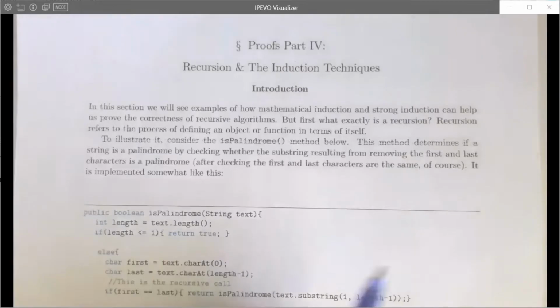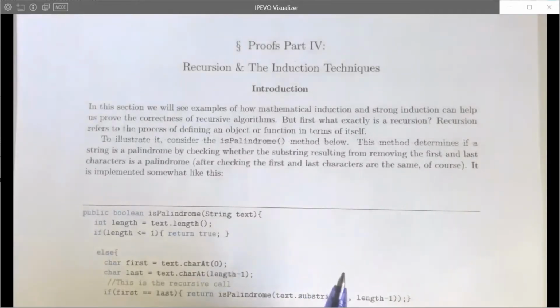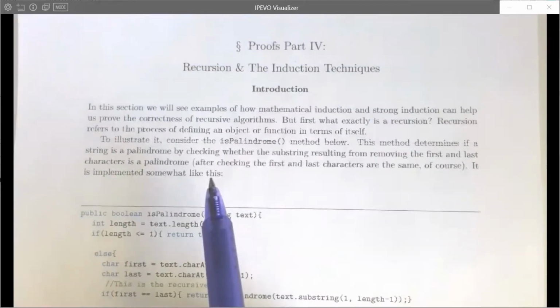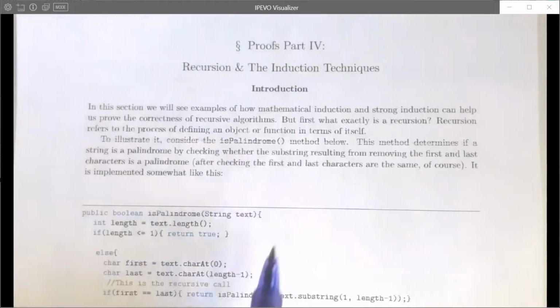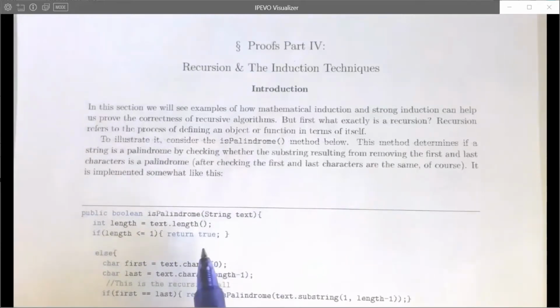We're going to pick up on proofs part 4, which deals with recursion and the induction techniques that we've learned so far. So recursion deals with the process of defining an object or function in terms of itself. And to illustrate it, we have this example of a function called is palindrome. Now, is palindrome is supposed to return whether or not a string contains a palindrome.